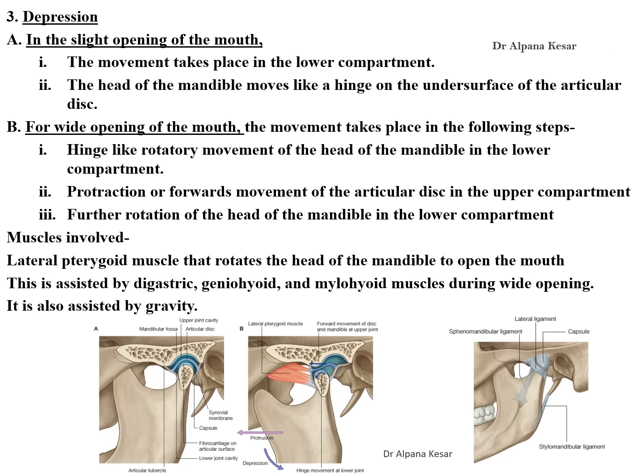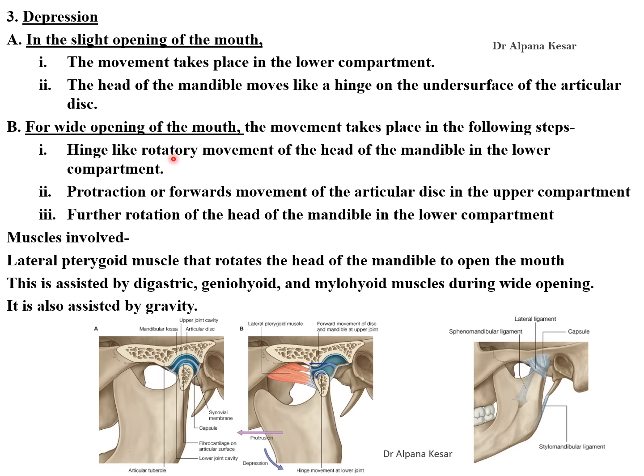Next movement of TMJ is depression of the mandible. Depression of the mandible will be understood in two stages: slight opening of the mouth and wide opening of the mouth. In the slight opening of the mouth, the movement takes place in the lower compartment. It involves hinge-like rotatory movements of the head of the mandible on the undersurface of the articular disc. This will lead to depression of the mandible, and thus slight opening of the mouth will take place.